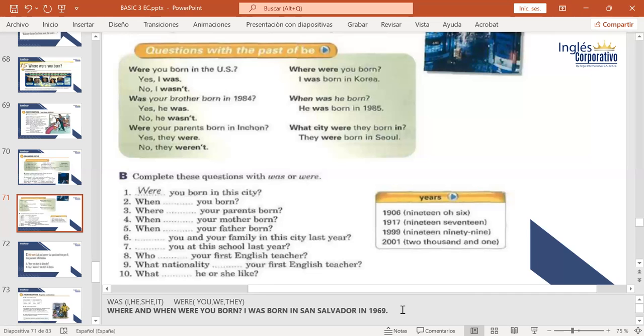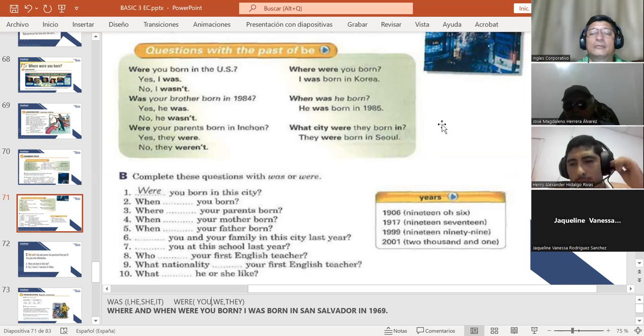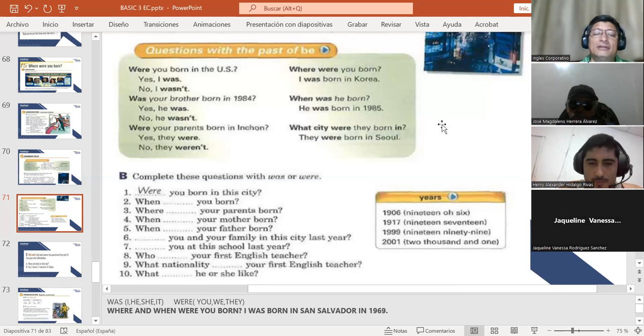Got it? Si yo le pregunto a usted, where and when were you born? Responda a esa pregunta, por favor. You can write it. But if you have the answer right now, let me know.